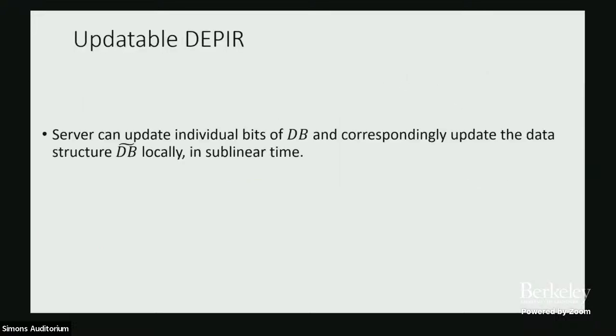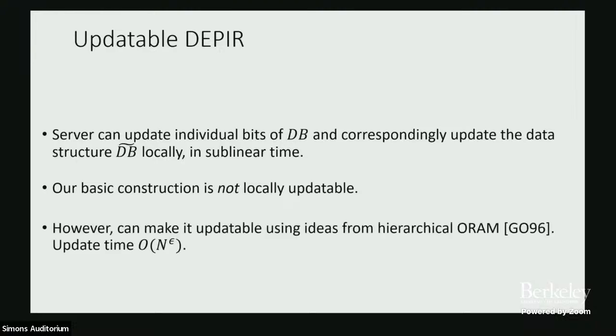So let me mention updatable DEPIR. In updatable DEPIR, the server can update individual bits of the database and correspondingly update the preprocessed data structure in sublinear time, namely n to the epsilon. Our basic construction is very much non-locally updatable. If you look at this Kedlaya and Umans construction, every bit of the data structure depends on every bit of the database, but we can make it updatable using ideas from hierarchical ORAM. Maybe if there's extra time in the end, I have some slides I can show you, but I'm going to skip that for now.